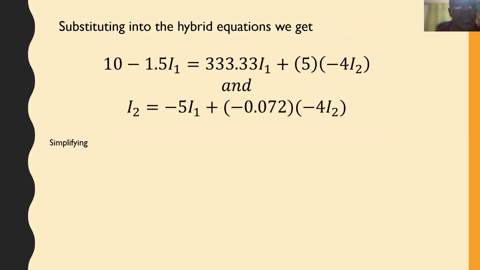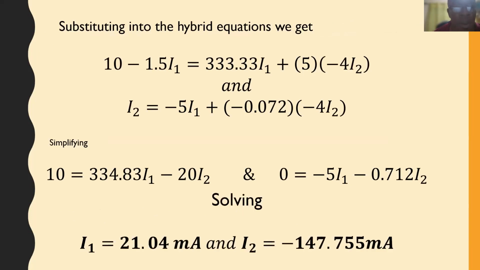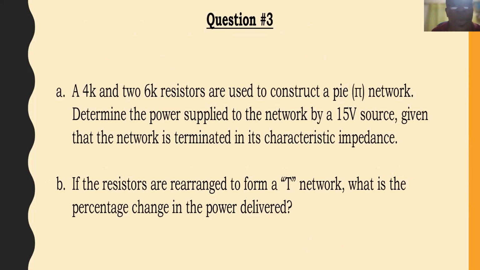Okay. So the currents that we calculated, I1 and I2, 21.04, 147.755 milliamperes. Of course, once you have those currents, then you can find V1, V2, and the power that was required, etc. So I'm not going to spend much time going through that. Okay, so let's pick it up at question 3.